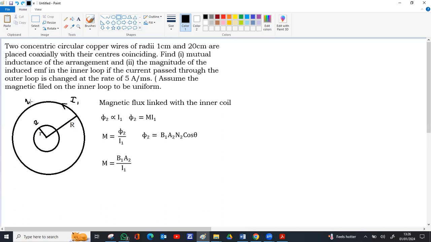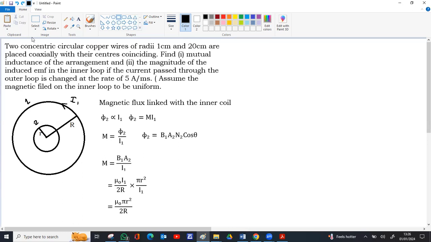Now B1 for a circular coil is mu0 I by 2R. In this particular case, mu0 I1 by 2 capital R. A2, the area of the inner coil, is pi small r square, divided by I1. So B1 is mu0 I1 by 2R, A2 is pi r square, by I1. I1 gets cancelled. You get mu0 pi small r square by 2 capital R. That's the expression for the mutual inductance of the two coils.